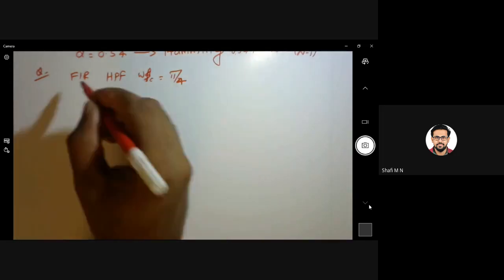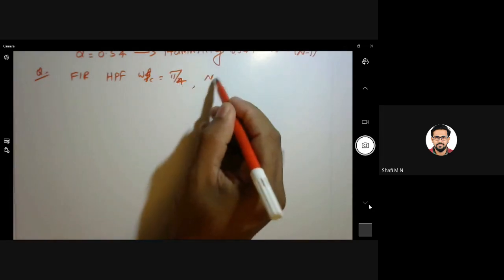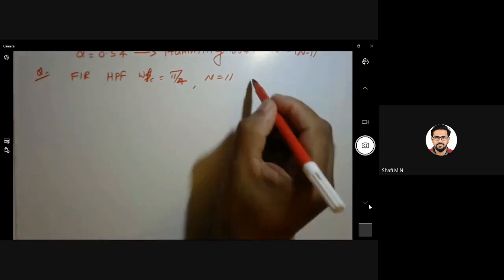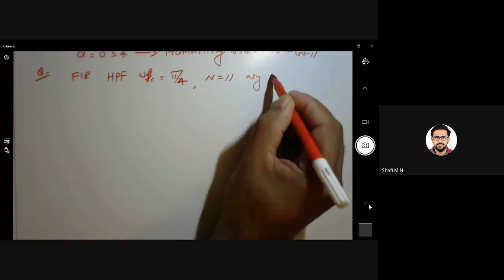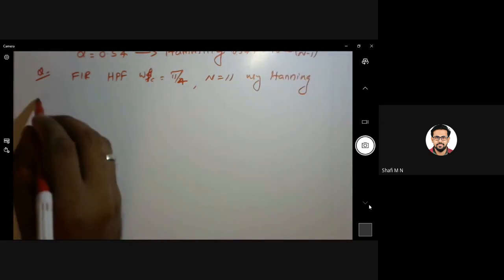Hope you remember that. FIR filter, high pass filter with cutoff frequency pi by 4. For capital N equal to 11 using Hanning window, H-A-N-N-I-N-G.